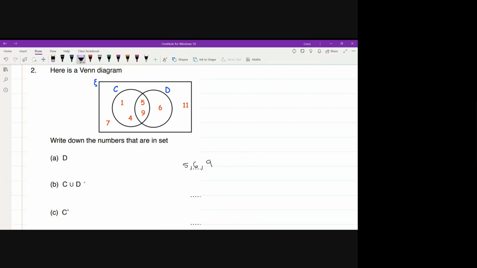Now, the next one says C union D, which means everything in C or everything in D. Or means more. So we should have a lot more numbers to go into those two sets. So we'd have 1, 4, 5, 6, and 9. Those are the answers we'd get. All right, the next one says C apostrophe, which means not C. So we're going to put a circle around everything that is in C. Anything that does not touch C is what we've got. So we've got 6, we've got 7, and we've got 11.